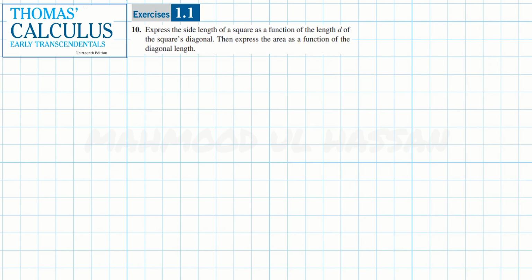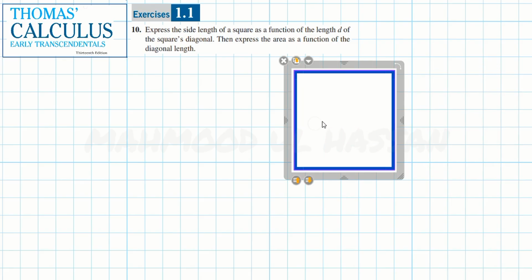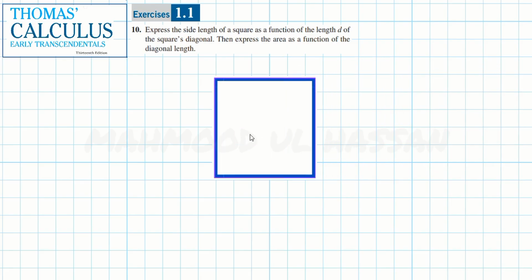Let's move to the next question, question number 10. That is, express the side length of a square as a function of the length d of the square's diagonal. Then express the area as a function of the diagonal length. Okay, so let's say this is our square, and let's suppose this is the diagonal.